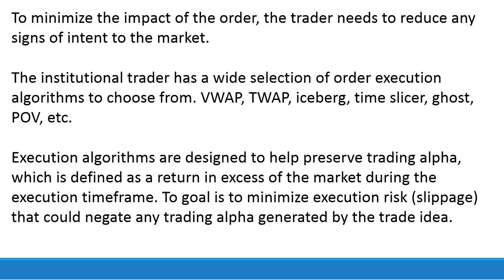Now, the institutional trader nowadays has a wide selection of order execution algorithms to choose from. They've got VWAP, TWAP, Iceberg, Time Slicer, Ghost, percentage of volume, etc. You could really spend an afternoon going over many of these different execution algos. Obviously, the most common is VWAP. I don't know if I'd consider Iceberg an execution algo, but it's used by a lot of people to hide their size.